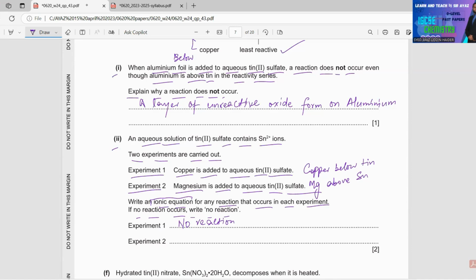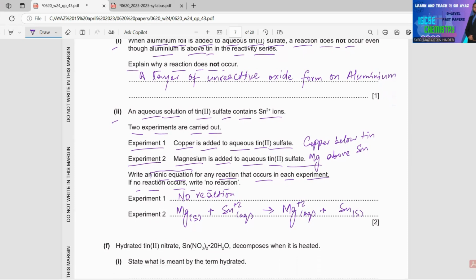So I will write magnesium. You're reacting magnesium, so write Mg solid plus Sn2+ aqueous. Now magnesium gets oxidized, or reacts, or displaces tin from tin(II) sulfate. So it will form Mg2+ ion aqueous. On the other hand, tin will get reduced, that is from Sn2+ to Sn, so you will get Sn solid. This will be the final ionic equation in this case.